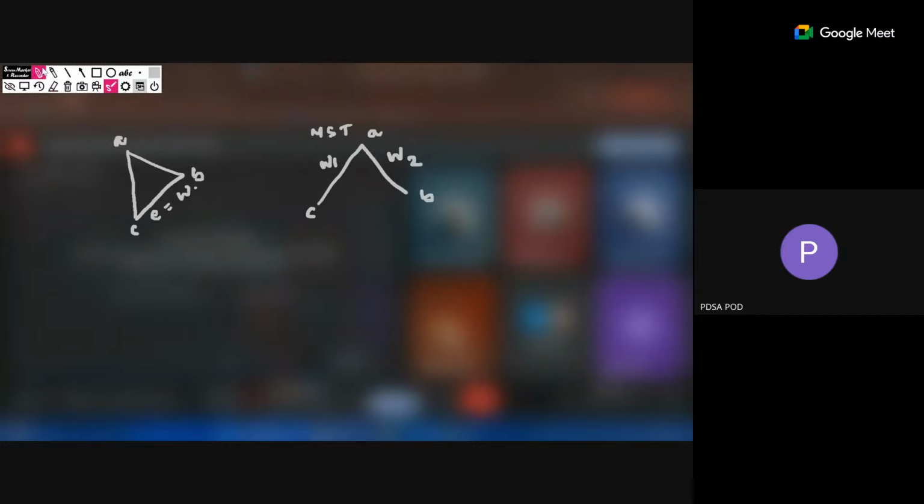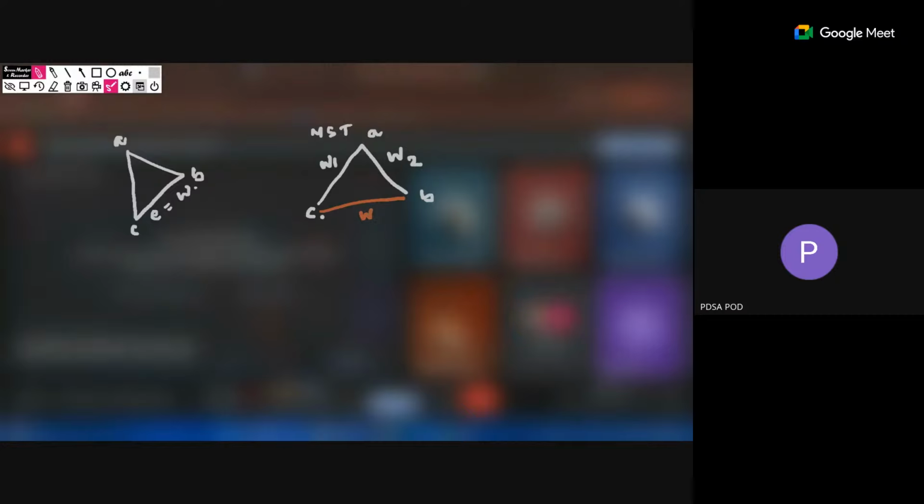Now what we are going to do, for fun, because we have nothing else to do, is add this edge BC. Now BC has a weight of W, right? So now the claim is, what are they claiming? The claim is that W1 and W2 are equal to W, right?